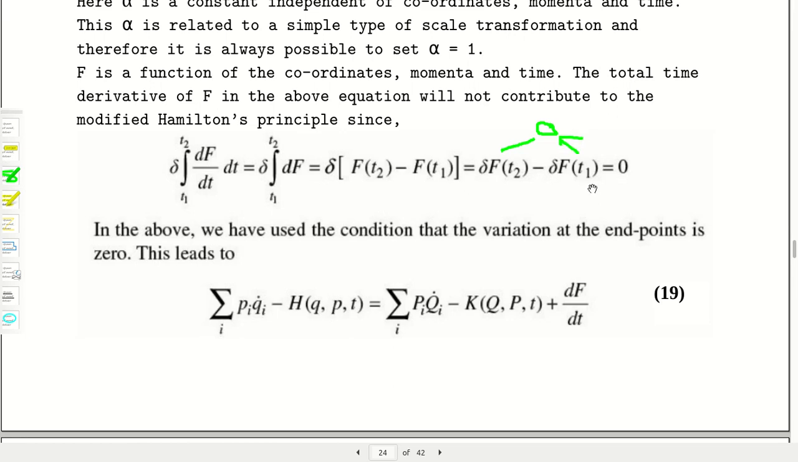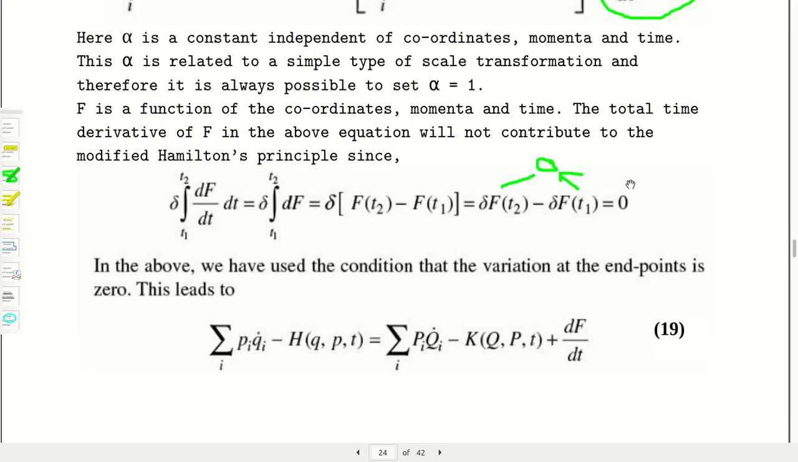Why? Because from the principle of variation we know that there is no variation of any function at the end points, that is at the t1 point and t2 point. Those points are exactly gettable, there is no variation, but the path of reaching there from t1 to t2 can vary. So in between you can vary, but at the limiting value there is no variation. So delta F at t2 and delta F at t1 are individually 0, so the result is 0.